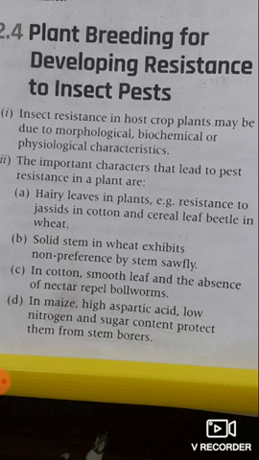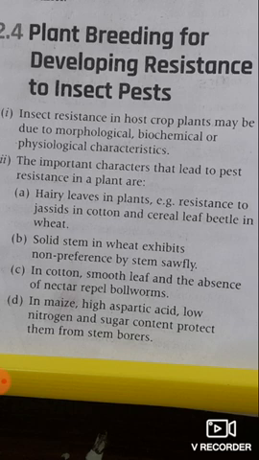Hairy leaves in plants provide resistance to pests in cotton, and to the cereal leaf beetle in wheat, right? Generally we can give the example of aphids in cotton as well as the cereal leaf beetle in wheat. On the other hand, the solid stem in wheat exhibits non-preference by the stem sawfly. Generally, the sawfly cannot affect the wheat stem.